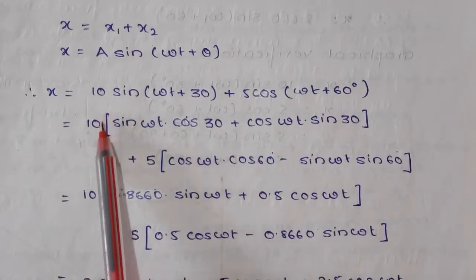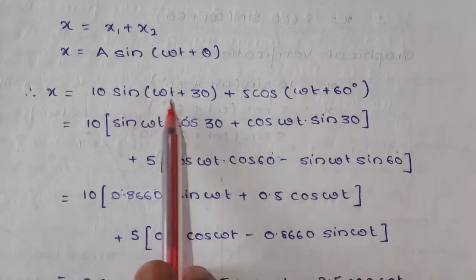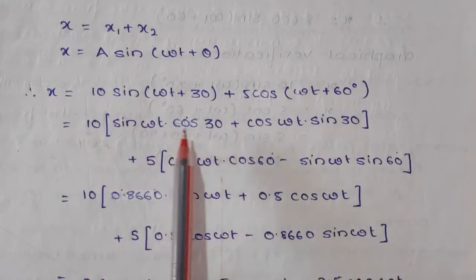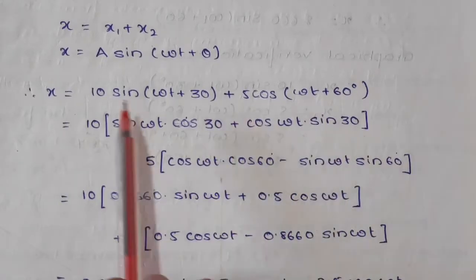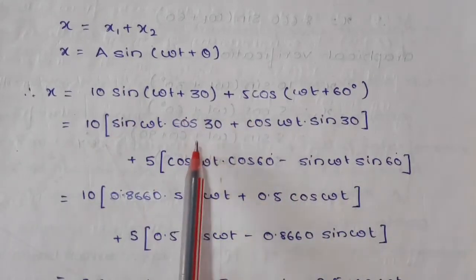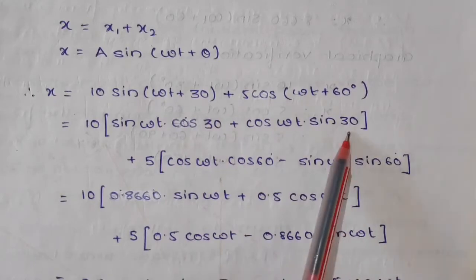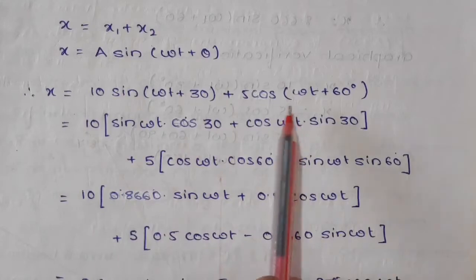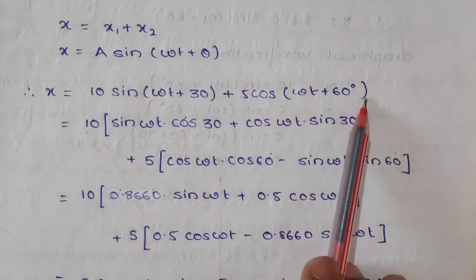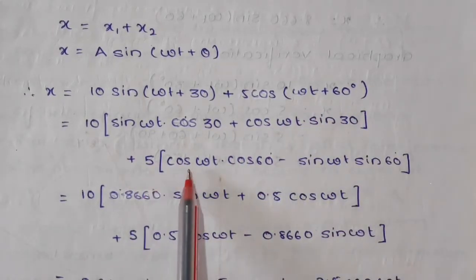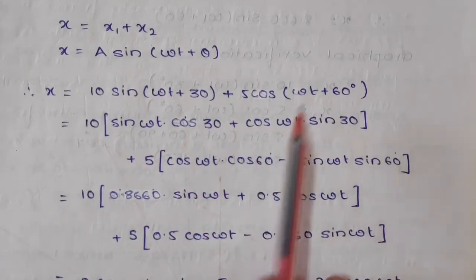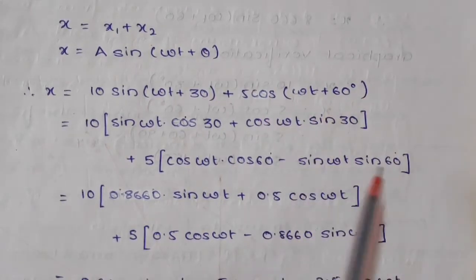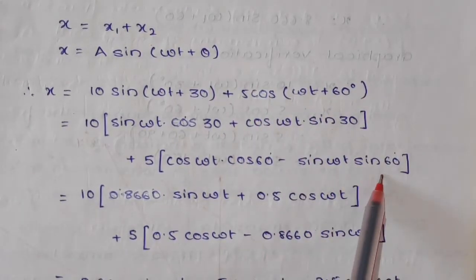Then I simplify this. The first term is in the form of sine of (a plus b), that will be sine a into cos b plus cos a into sine b. So we get sine omega t into cos 30 plus cos omega t into sine 30. Now the 5 I am taking outside, and this is of the form cos of (a plus b), so it will be cos a into cos b, that is cos omega t into cos 60, minus sine a into sine b, that is sine omega t into sine 60.